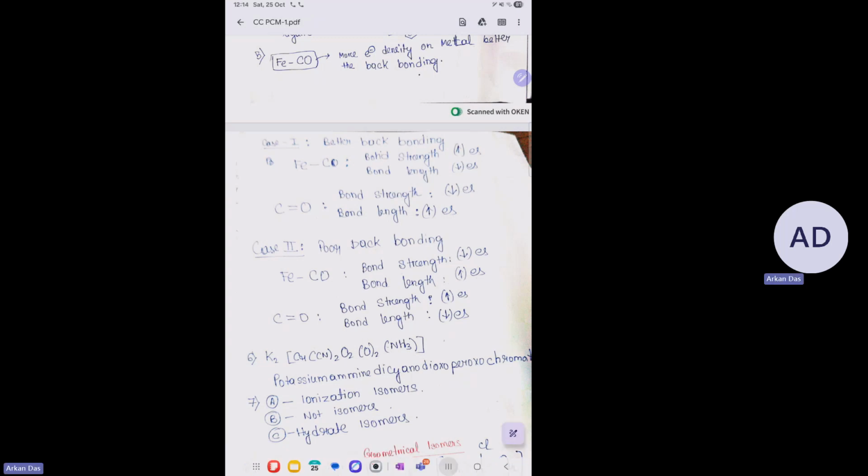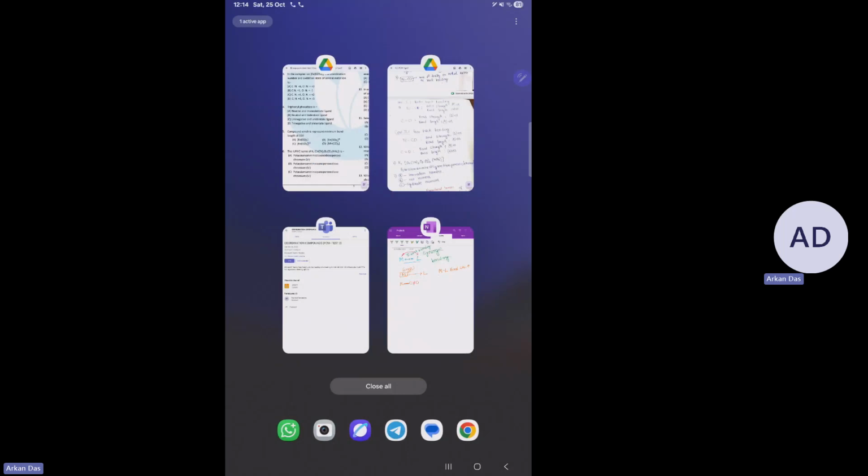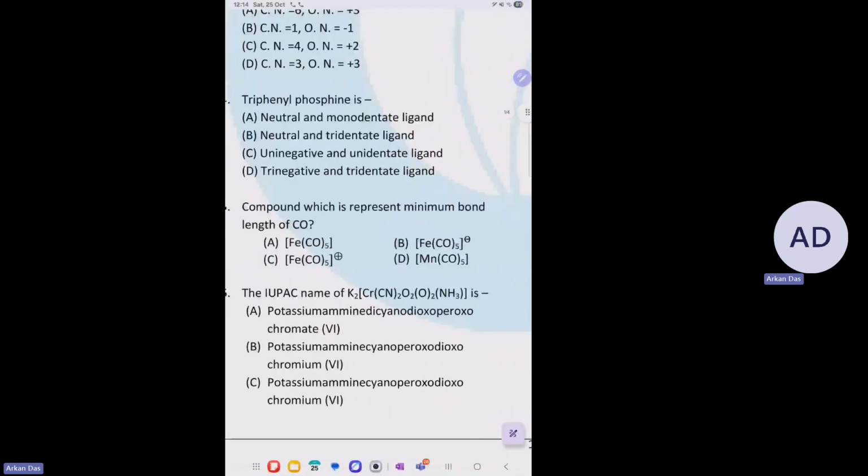The question asked us which will represent the minimum bond length of carbon-oxygen. Just now we understood that when the carbon-oxygen bond strength is the highest, the bond length will be the lowest. When it is the highest bond strength, the bond strength between iron and carbon is less, so there will be minimal back bonding. So we have to find which one undergoes minimal back bonding.